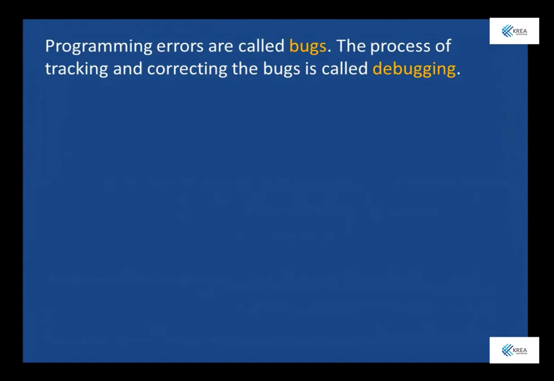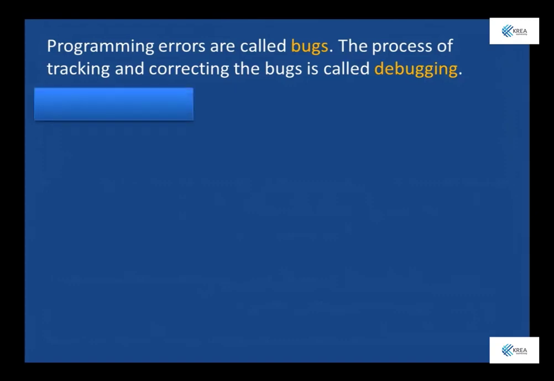Programming errors are called bugs. The process of tracking and correcting the bugs is called debugging. There are three kinds of errors that can occur in programming. The first one can be named as syntax errors, the second can be termed as runtime errors, and the third one as semantic errors.